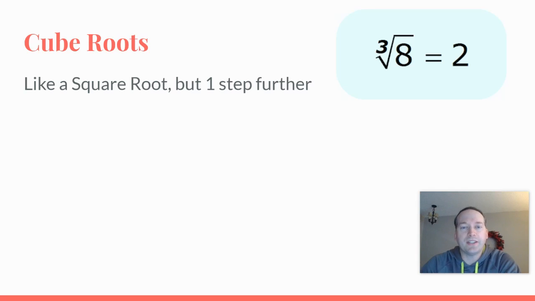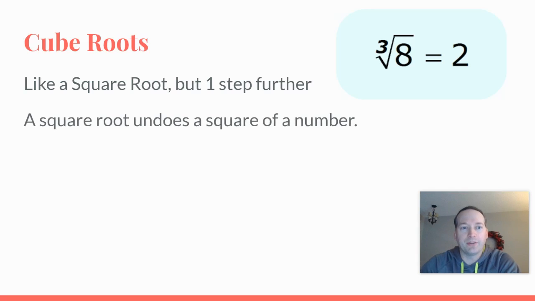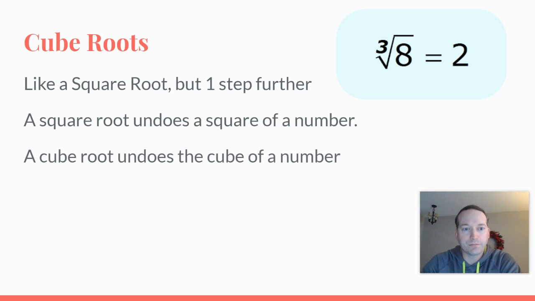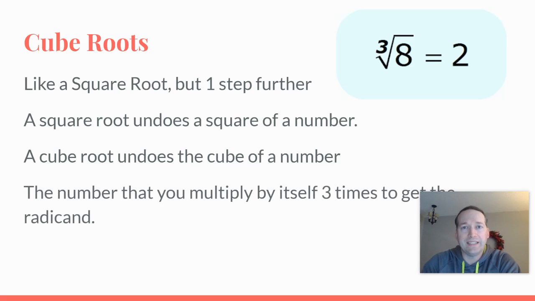So a cube root is just like a square root, but you take it one step further. So a square root undoes a square. Okay, so you have 2 squared is 4. The square root of 4 is 2, because 2 times 2 is 4. Well, a cube root just undoes a cube. So 2 cubed, 2 times 2 times 2 is 8. So the cube root of 8 is 2. So it's basically what you ask yourself, what number do I multiply by itself 3 times to get the radicand?